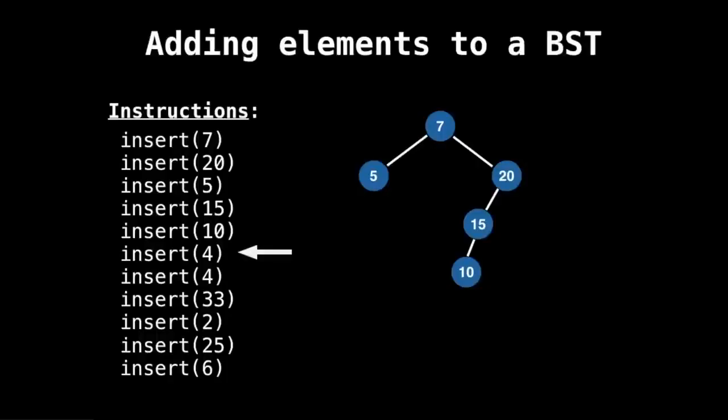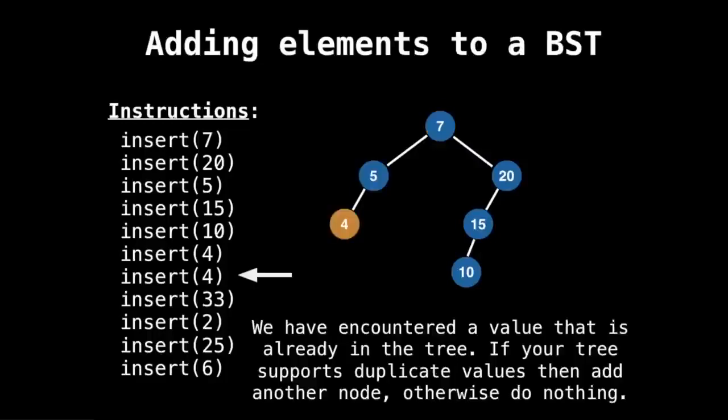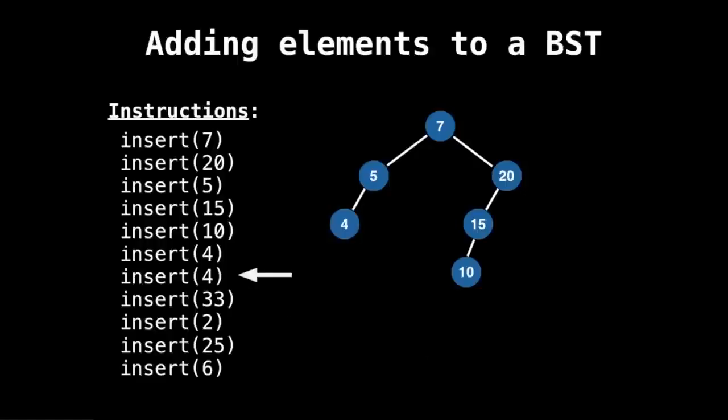Now 4, so 4 is less than 7, move left. 4 is less than 5, move left, create the new node. Now we have 4 again, so let's see what happens here. So we start at 7, we move to the left, we move to the left. Now we've encountered a value that already exists in our tree. So as I said before, if your tree supports duplicate values, now's the time to add another node. And you would pick by convention if you want it on the left or on the right. Otherwise, you would do nothing, and I'm going to choose to do nothing.